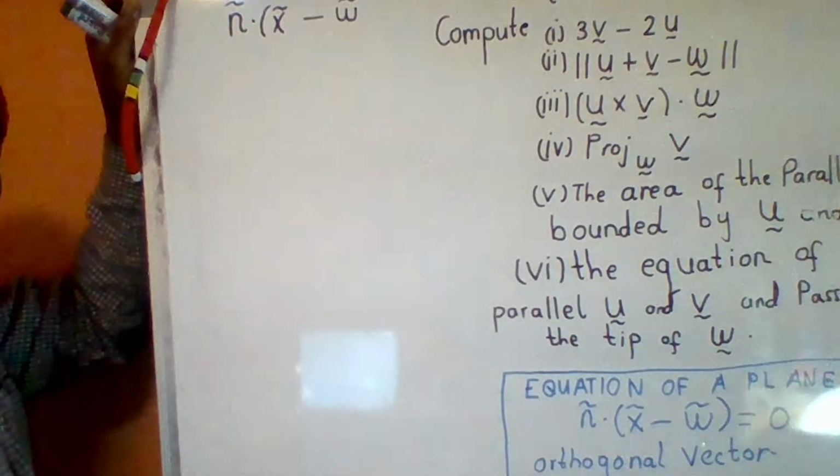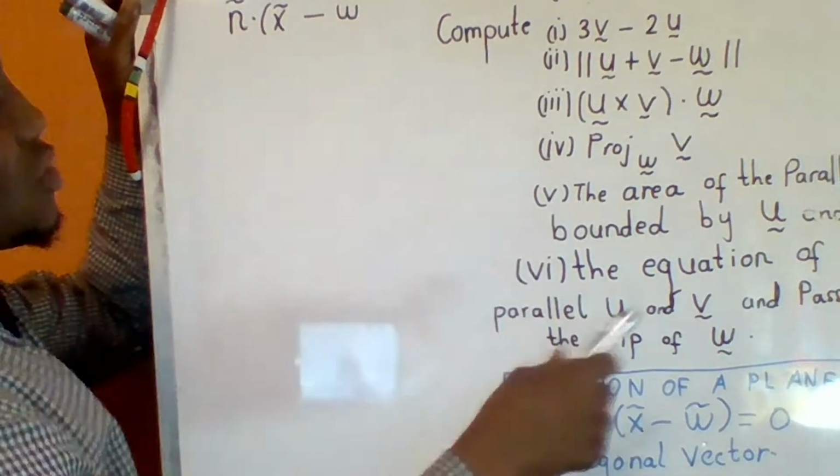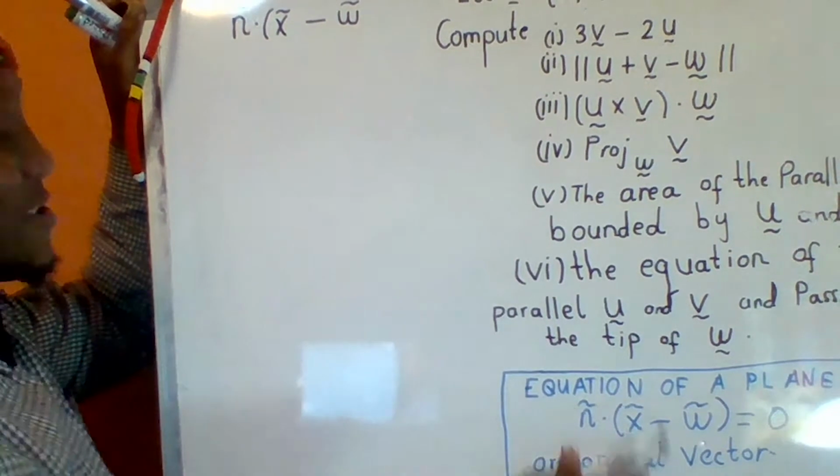So in this case, they say the equation of a plane parallel to u and v and passing through the tip of w, so that's what you write here. If they say tip of m, you write m. Tip of u, you write u. And we set it equal to 0.